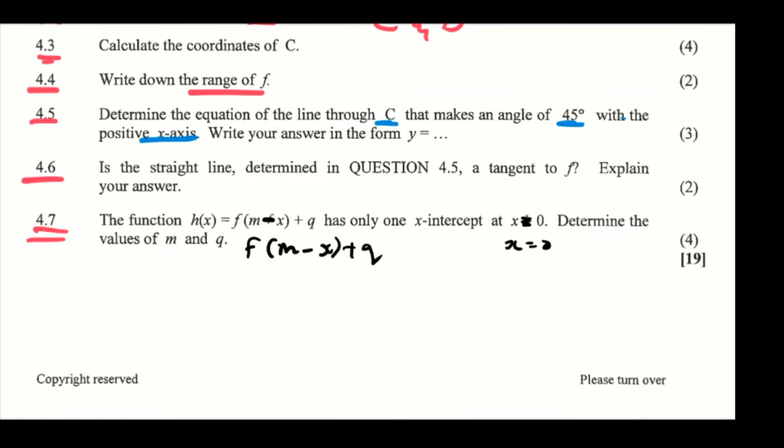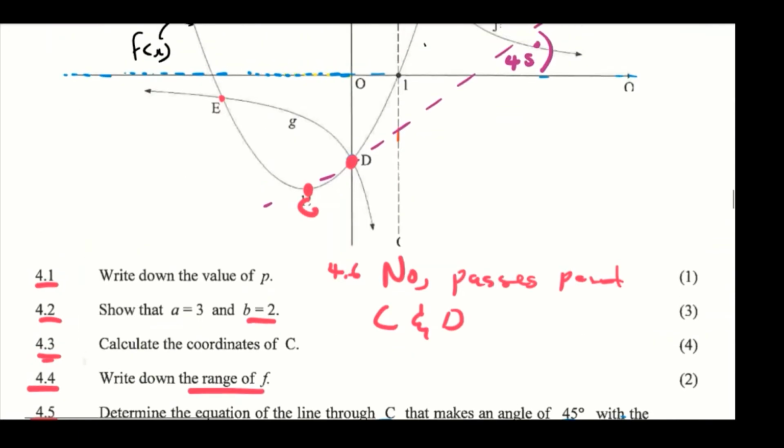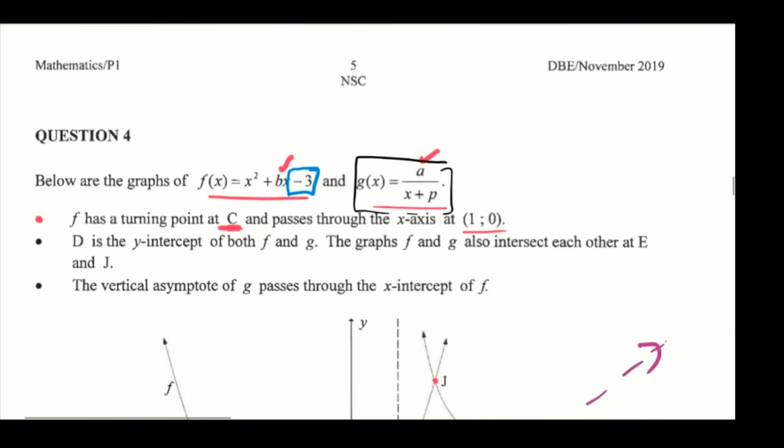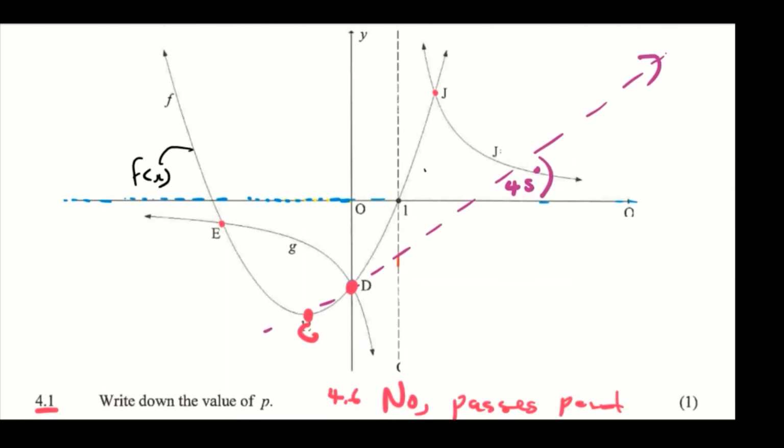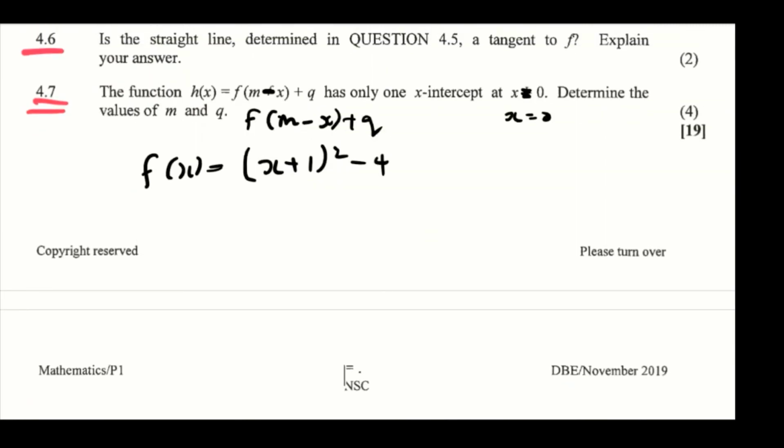Okay, cool. So we have this function h of x, and you're told that it has only one x-intercept at x equals 0. Remember that our f of x is actually equal to (x plus 1) squared minus 4. Remember why I'm saying that? Remember this equation here, where we knew that our turning point C is (minus 1, minus 4). So this would be the equation of f of x.